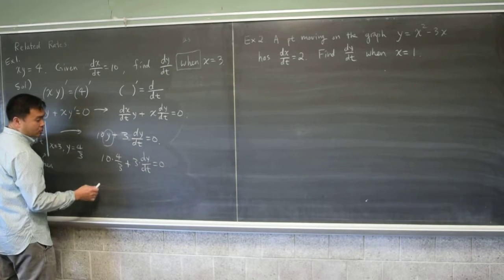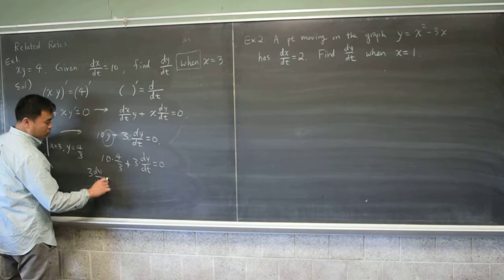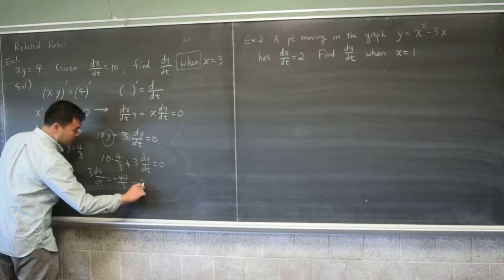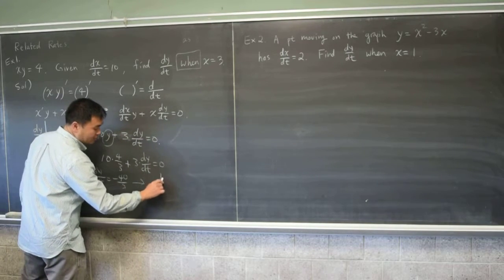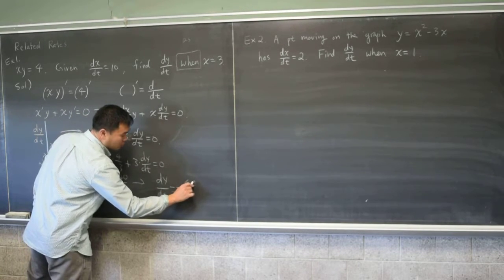Okay, now let's solve for dy/dt. This is 3 dy/dt equals, that's 40 over 3, so it's negative 40 over 3. And finally, if you divide by 3, you get dy/dt equals negative 40 over 9.